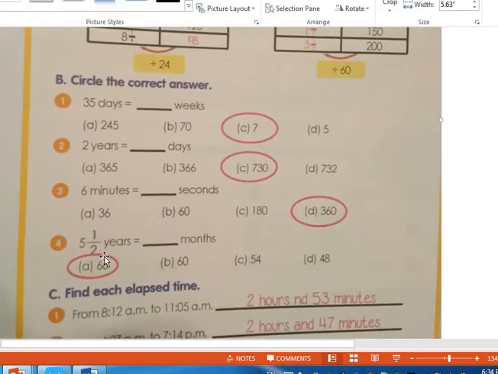5 years and a half equal how many months? Let's do it. First 5 times 12, because 1 year equals 12 months. So 5 times 12 will give you 60 months, plus half of the year. Do you know half of the year how many months? Yes, 6 months. So 60 months plus 6 months will give you 66 months.